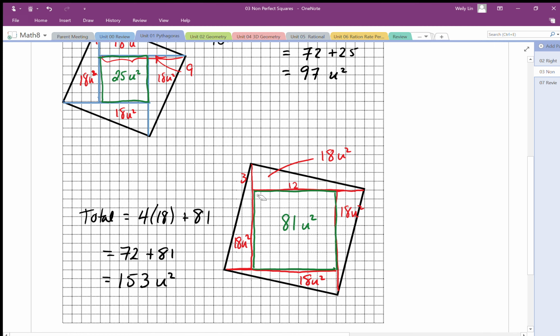Since we have 153 units squared, we know this is a non-perfect square because 153 is not a square number. And that means that these edge lengths, the side length of the square, the black side lengths, are not whole number values. These are not whole number values, and these are not perfect square lengths.